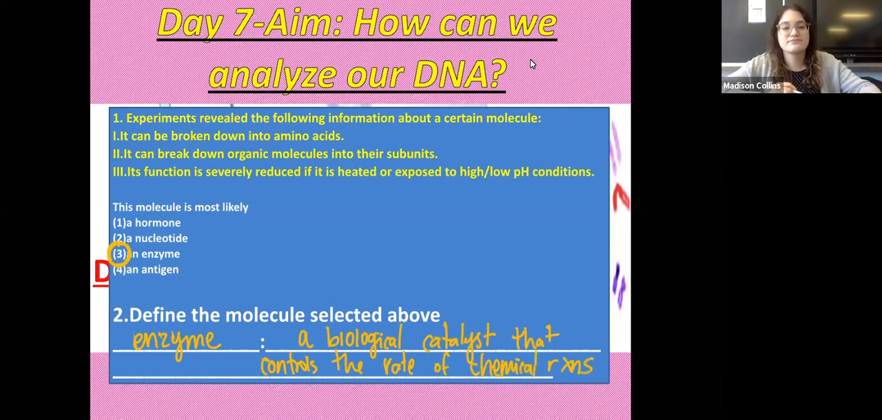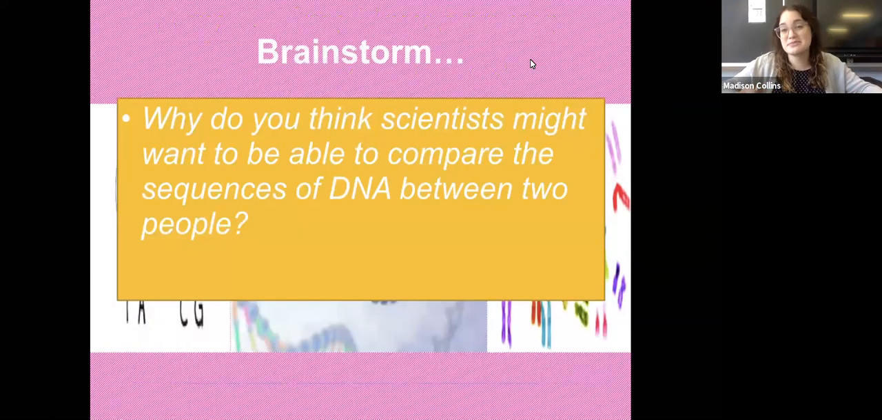All right. So let's get started. Now, I just told you that today we're going to be figuring out how can we analyze our DNA. But the first thing I want to ask you is, why is this important? So right now I want you to brainstorm, why do you think scientists might want to be able to compare the sequences of DNA between 2 people? So pause this video, answer that question, and press play when you're ready to review it.